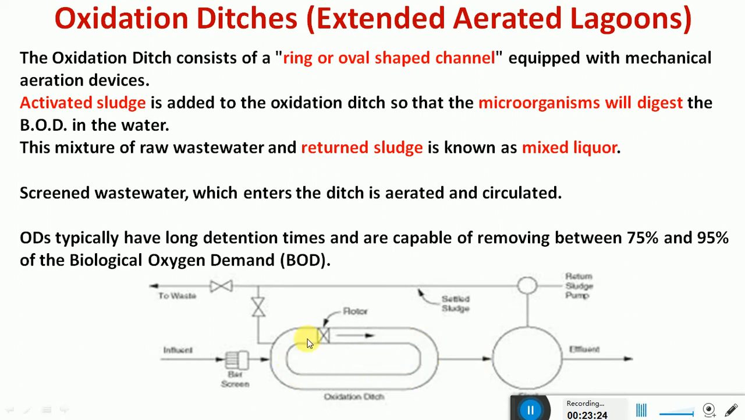Here in this case the activated sludge is also added to the oxidation ditch so that the microorganisms will digest the BOD in water. So externally we supply air, and also we supply the sludge, that is, the active microorganisms, to stabilize the waste present in the wastewater. The mixture of raw wastewater and return sludge is known as mixed liquor.